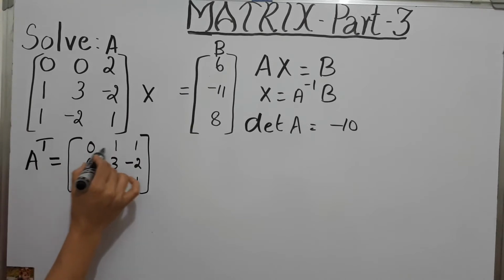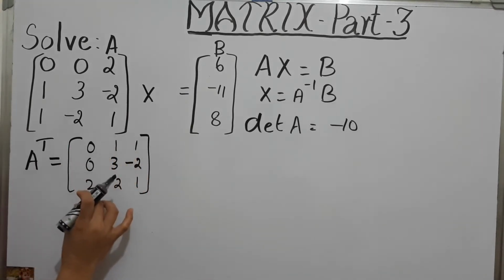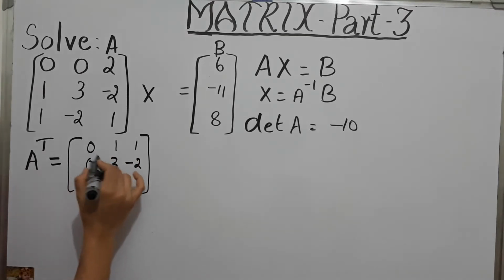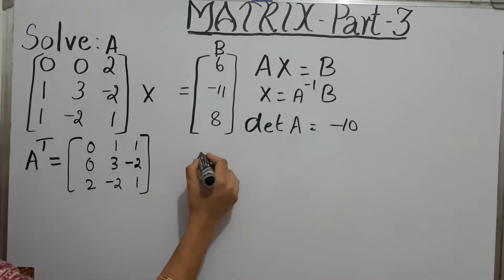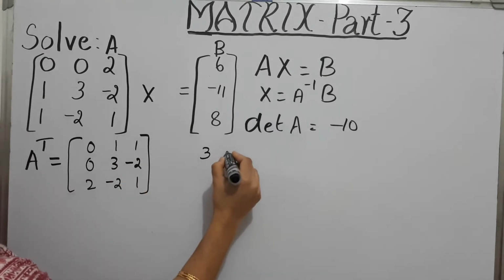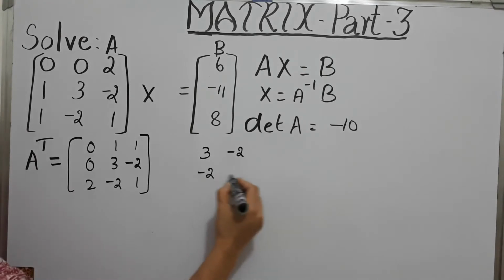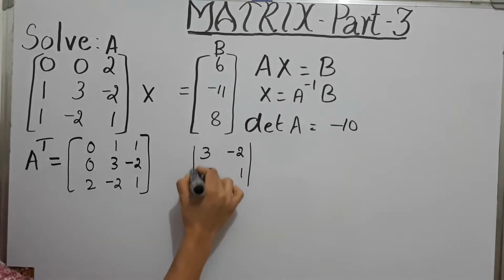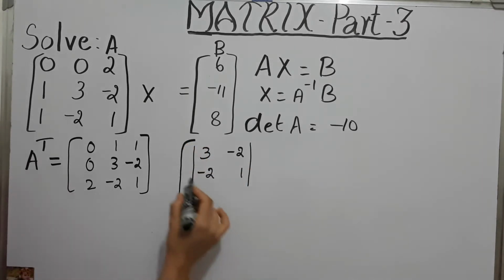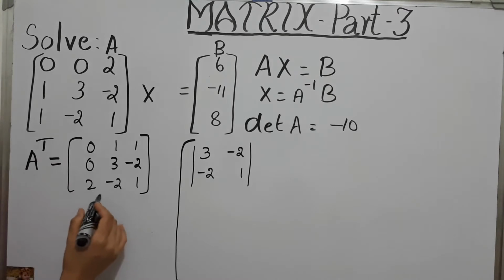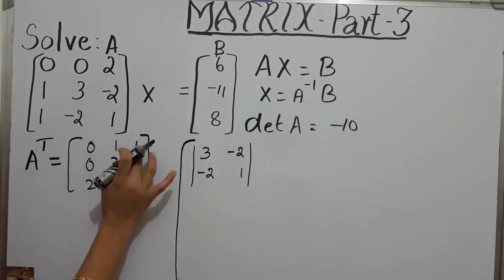So when you are writing the first element, you have to ignore the first row and first column. So you have only these four elements now: 3, minus 2, and minus 2, 1. So this is for the first element of the matrix. For the second element, you have to ignore the middle column, because already you have ignored the first row.